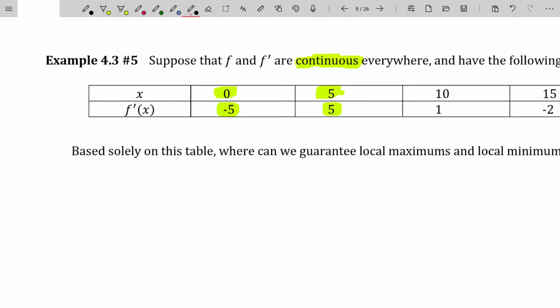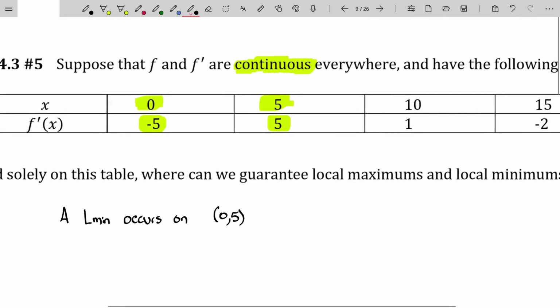So we'll have a local min, an L min, if you want to call it that, on the interval somewhere between x equals 0 and 5. Now let's look at the next group.